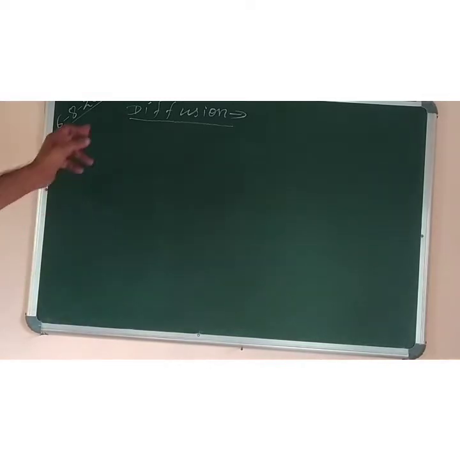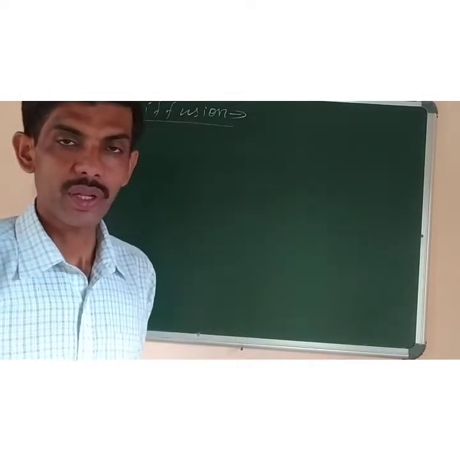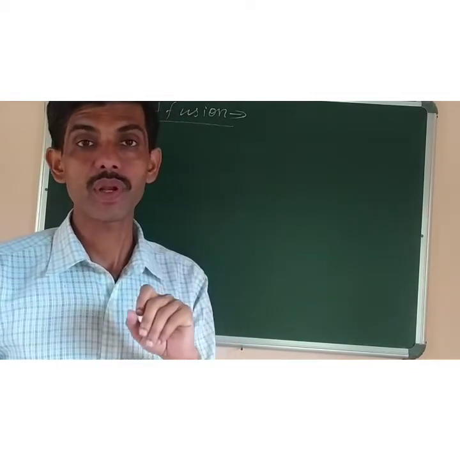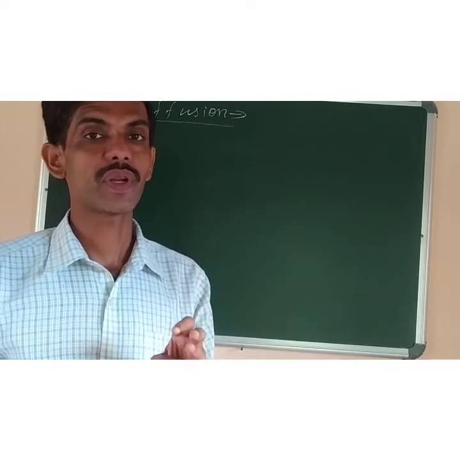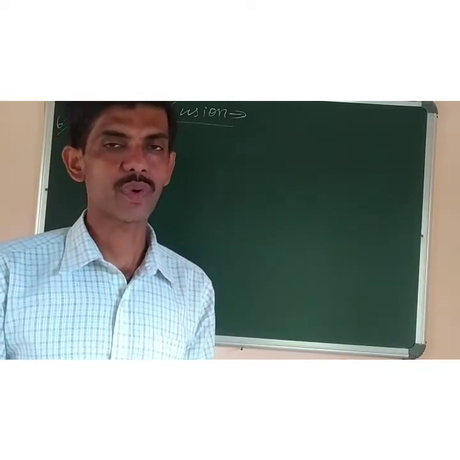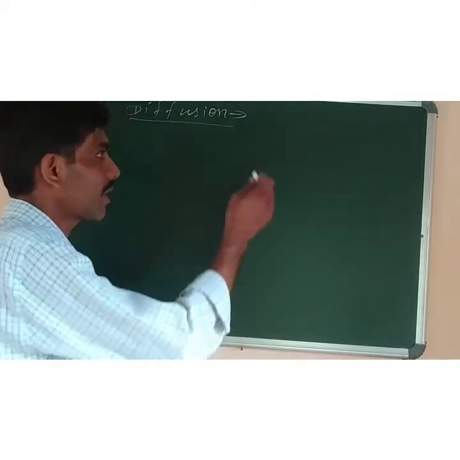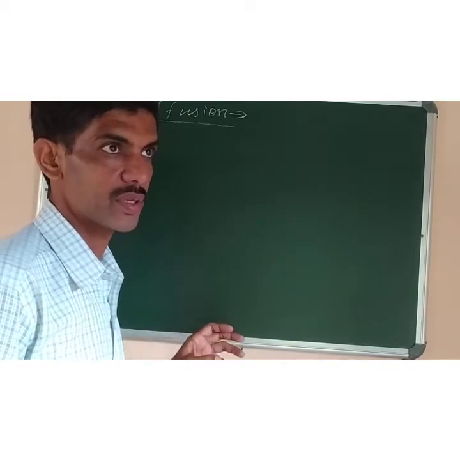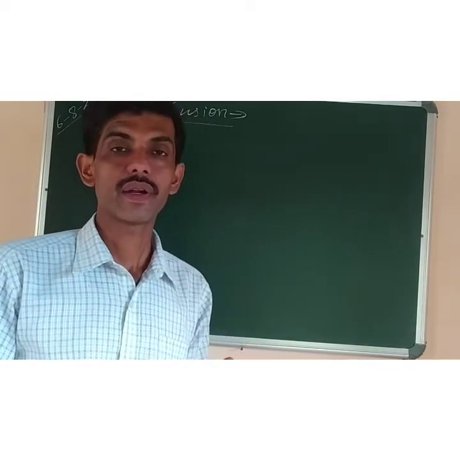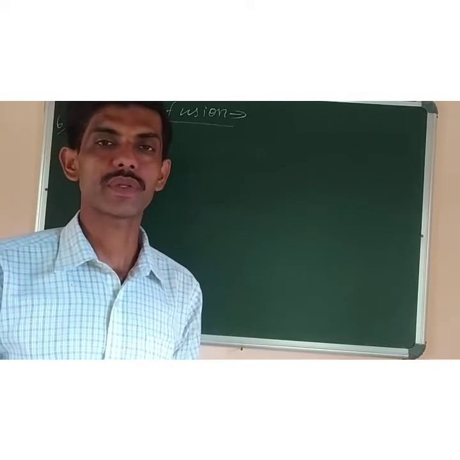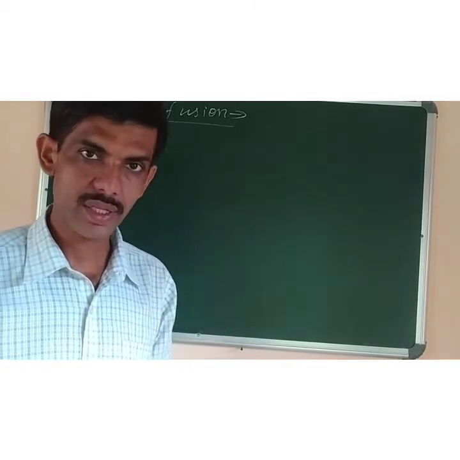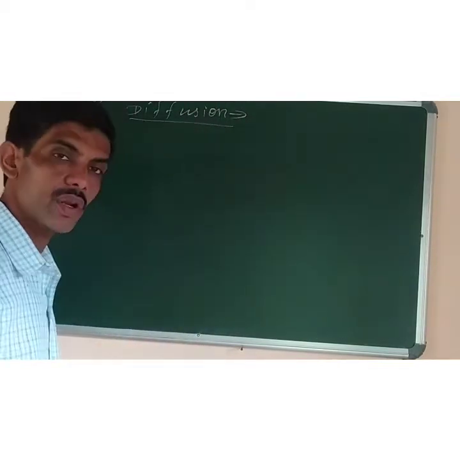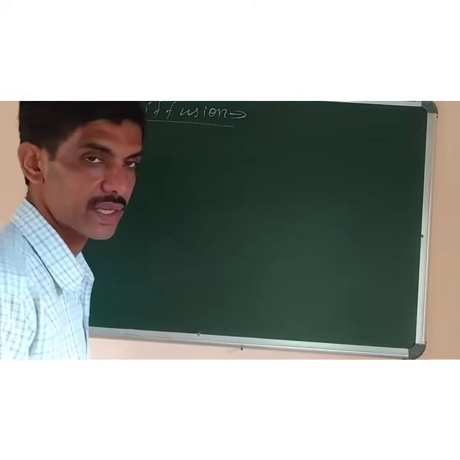Now next we have to do is diffusion. What is diffusion? Definition first I will say. The movement of molecules, particularly of liquid and gas, from the area of higher concentration to the area of lower concentration is called diffusion. So if you have to define diffusion: the movement of molecules of a substance from the area of higher concentration to that of lower concentration is called diffusion. Now diffusion occurs very fast in gases as compared to liquids.